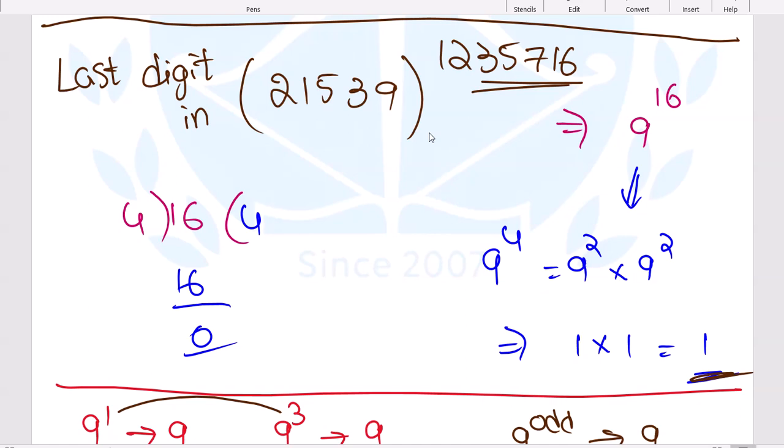What is 6 power 1? 6. 6 square, 36, units place 6. 6 cube, 216, units place 6. 6 power 4, 1296, units place 6. Directly I can put 6. For 5 also, 5 only will come. What is 5 power 1? 5. 5 square, 25, units place 5. 5 cube, 125, units place 5. 5 power 4, 625, units place 5. 5 power 5, 3125, units place 5.